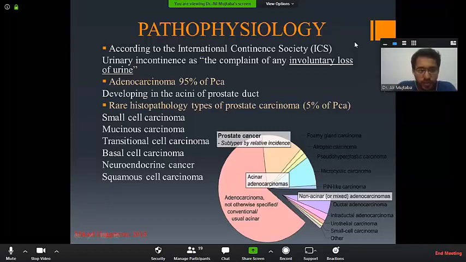Adenocarcinoma accounts for 95% of prostate cancer. It develops in the acini of the prostate. There are uncommon types of prostate carcinoma that account for 5% of prostate cancer. It includes small cell carcinoma, urothelial carcinoma, clear cell carcinoma, basal cell carcinoma, neuroendocrine cancer, and squamous cell carcinoma. As shown in the figure, adenocarcinoma occupies a major portion of the pie chart.